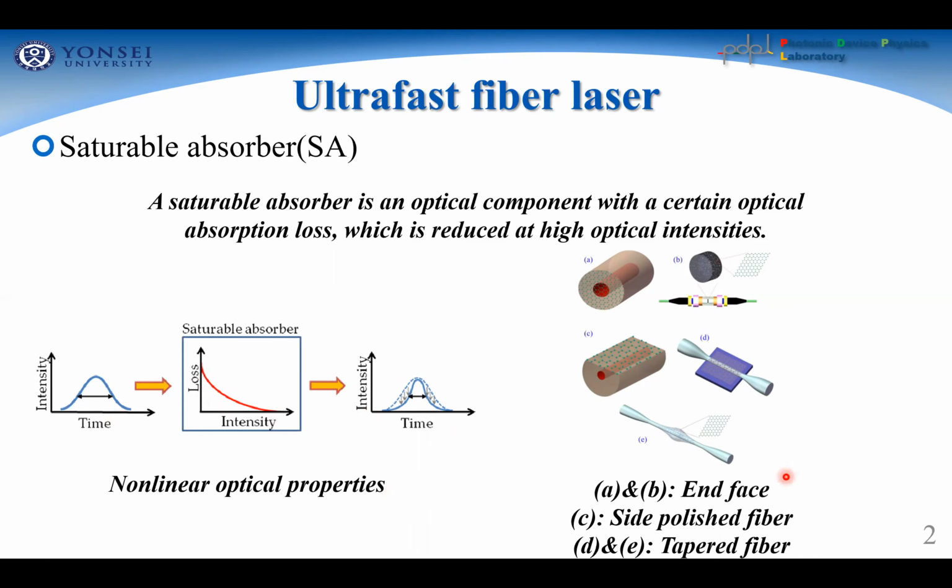Here are some types of saturable absorbers. This is the optical fibers. So A and B are based on the end-face type of saturable absorber. C is the side-polished fibers, and D and E are tapered fiber types of saturable absorber. So the basic principle is that the materials and light interaction can make very short pulse lasers.